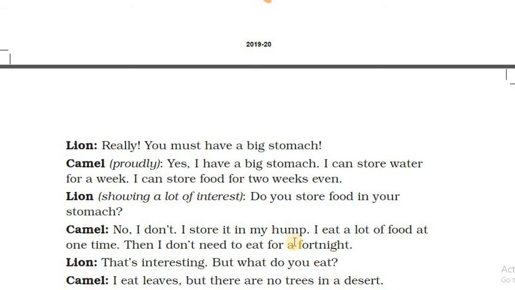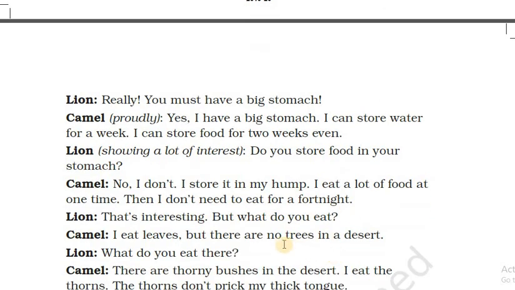Hump, that we have already discussed in the last video, right? Hump, it's one kind of body part that we can see on the back of the camel. जो थोड़ा ऊंचा सा पार्ट होता है camel के बैक के ऊपर, that is called hump. I eat a lot of food at one time. Then I don't need to eat for a fortnight. Means एक साथ मैं बहुत सारा फूड खा लेता हूँ and then I don't need to eat for a fortnight. That means for 15 days or 2 weeks. Okay, so for 2 weeks, I don't need to eat.